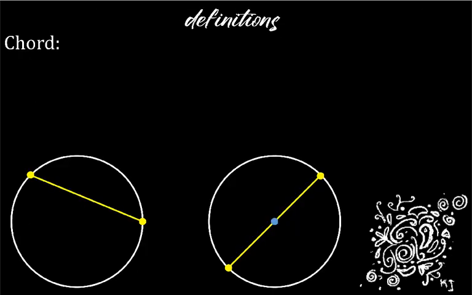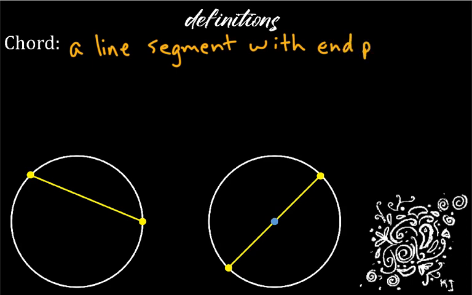So let's get started with the definition of a chord. A chord is a line segment with endpoints on a circle. And so you can see in both of these two circles, each one has a line segment and the endpoints are on the circle. Now, there are a couple properties here that we want to focus on.